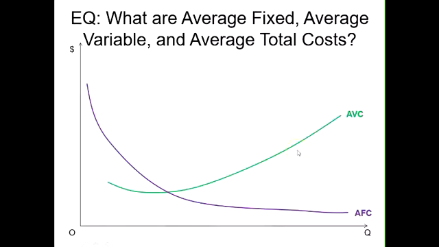Okay. So now what we're going to do is throw in the average total cost. Now remember that average total cost is average fixed cost plus average variable cost. So if we're adding both of these together, we know that average total cost will need to be above both of the curves. And there it is. So there's our average total cost. It is the sum of average fixed cost and average variable cost.